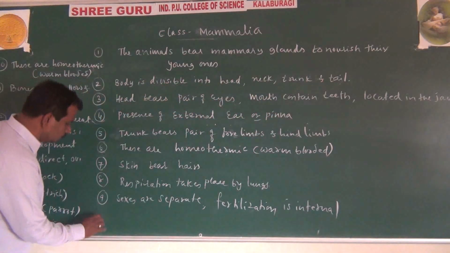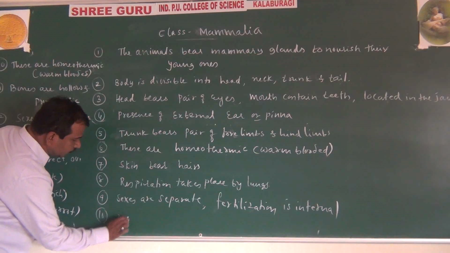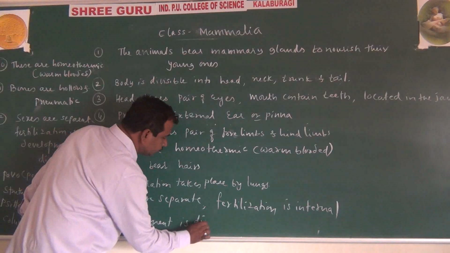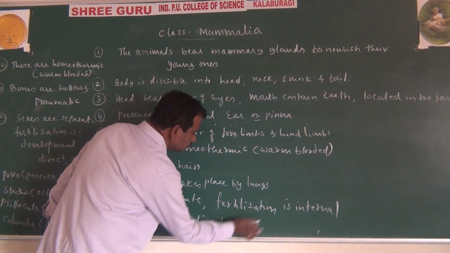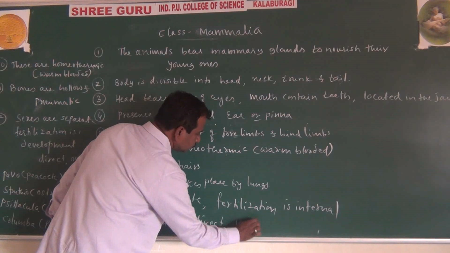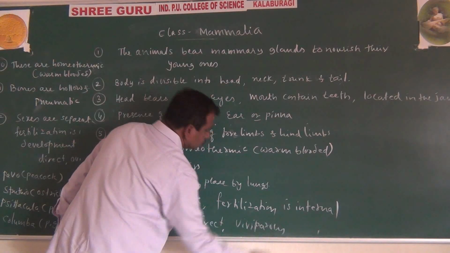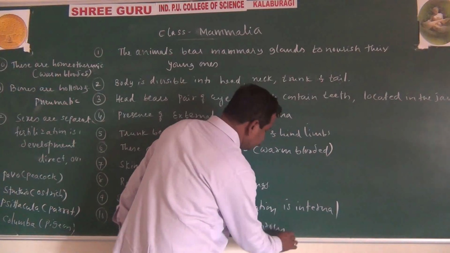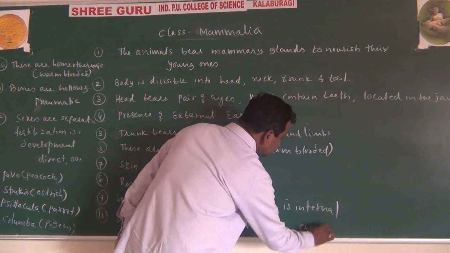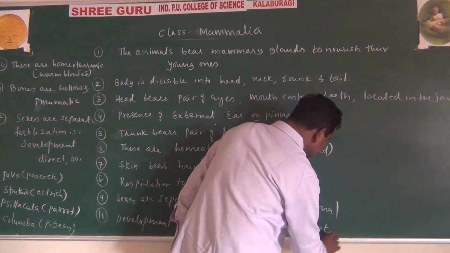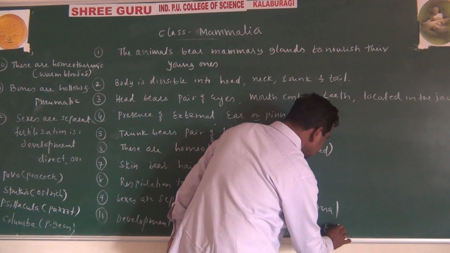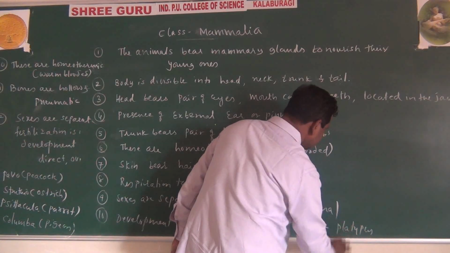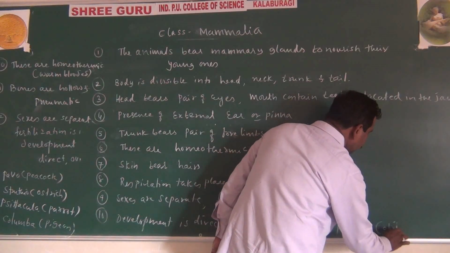Fertilization is internal. Last, the 10th character, development is direct, viviparous, except platypus. Platypus is oviparous.